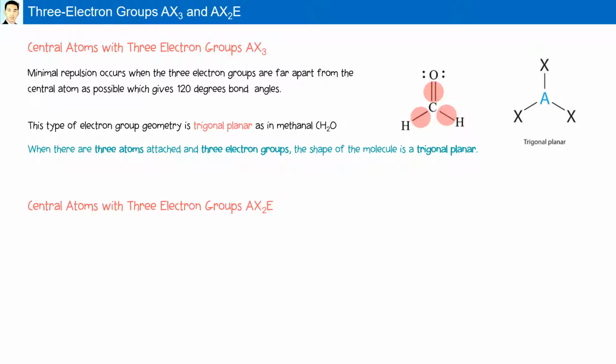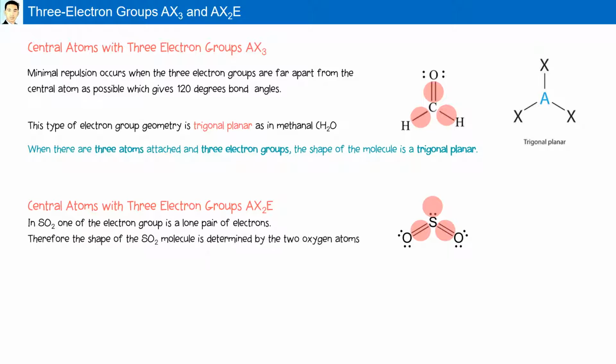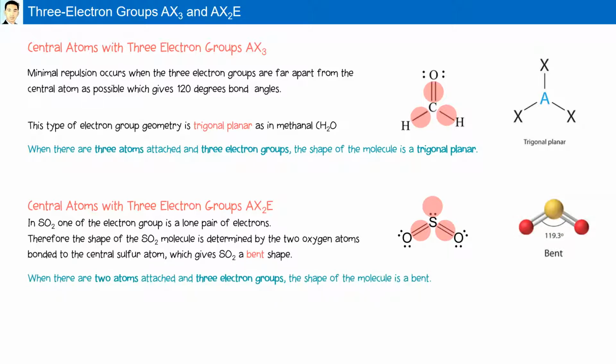Central atoms with three electron groups, AX2E. In SO2, sulfur dioxide, one of the electron groups is a lone pair of electrons. Here we have our bond, our second bond, and the third electron group is a lone pair, represented by E. Therefore, the shape of the SO2 molecule is determined by the two oxygen atoms bonded to the central sulfur atom, which gives SO2 a bent shape. When there are two atoms attached and three electron groups, the shape of the molecule is bent.